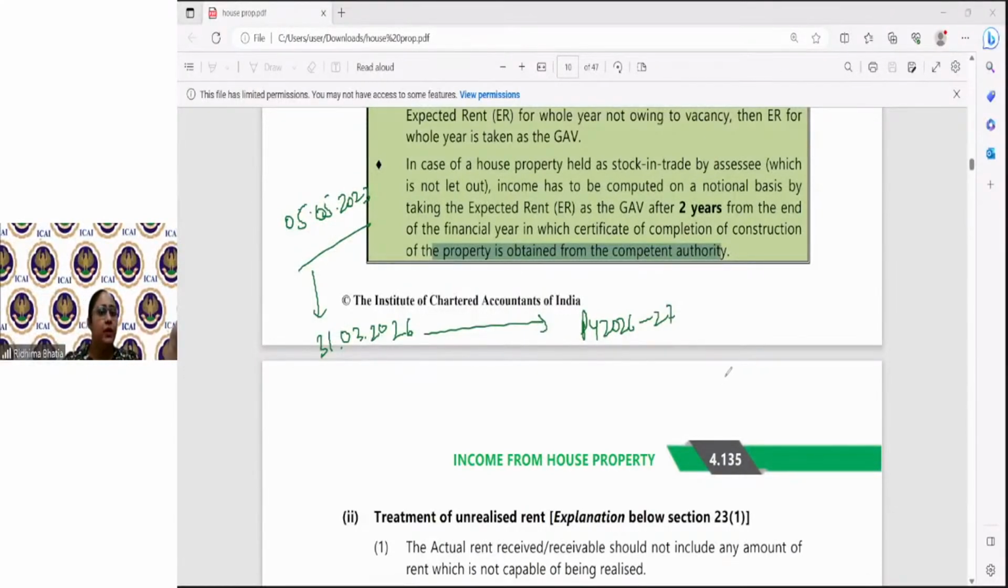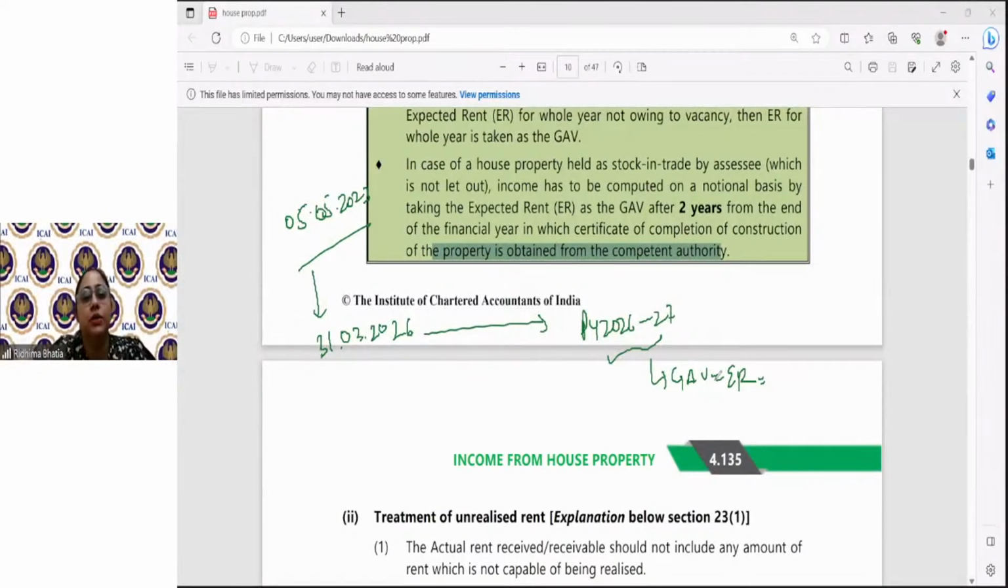उस पे अपना let out income दिखा रहे हो, or you are not showing any other income, उन flats का GAV हो जाएगा expected rent, and notional basis पे, that means you are not in real earning income, but on a notional basis you will offer it for tax. अब reason क्या है? Simple reason है.